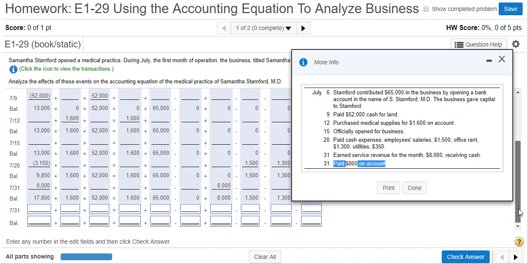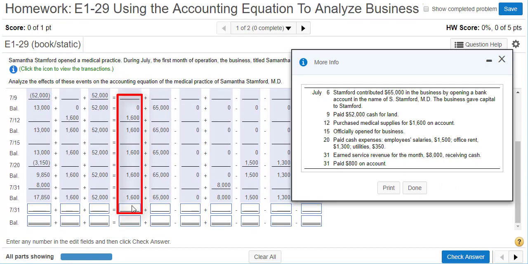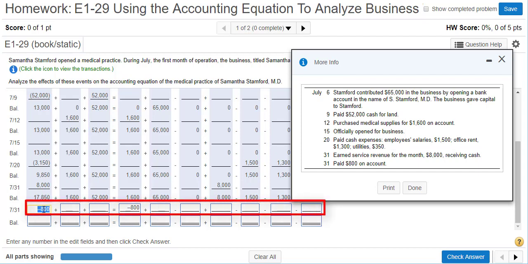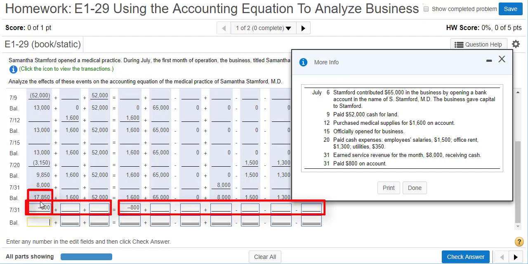So our AP, let's see which column that is. This column is AP. So since our accounts payable are being paid off, some of them, we have to put it as a negative. And since it says paid $800, that means we paid cash. So I have to put down minus $800 cash. And then finally, let's check this transaction line, make sure it balances. So we got minus 800 on this side of the accounting equation, minus 800 on this side. We're good.